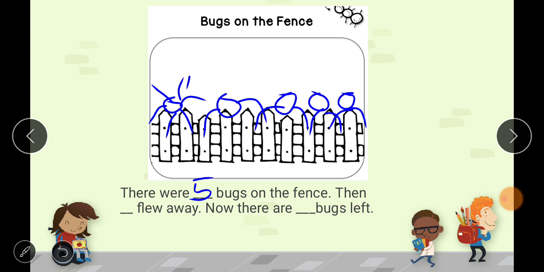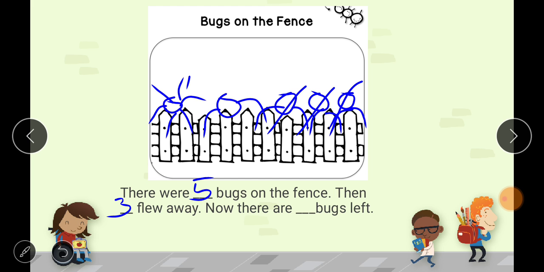Then dash flew away. How many bugs flew away? Can you put a number to the amount of bugs that flew away? Okay, 3. 3 bugs flew away. Now, how do we show subtraction? You can cross out. Okay, so 3 bugs flew away. Let's cross out the 3 bugs that flew away. 1, 2, 3. So those 3 bugs flew away.